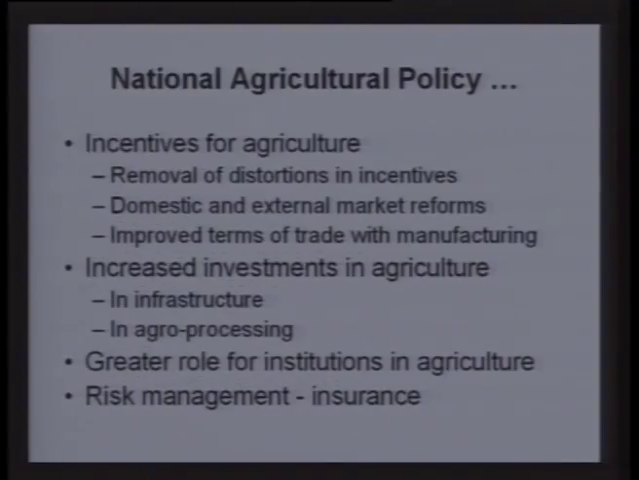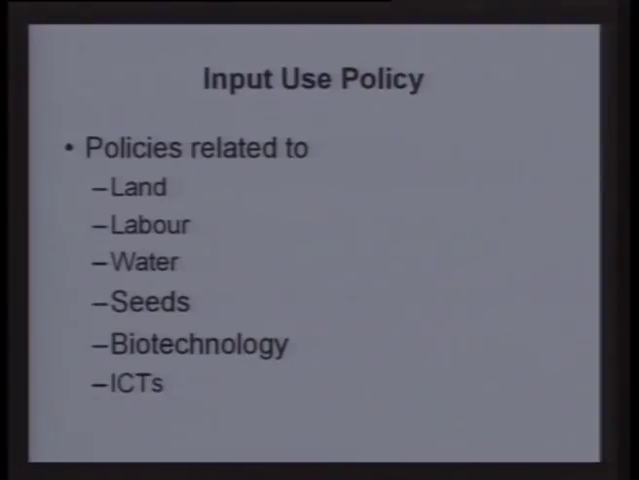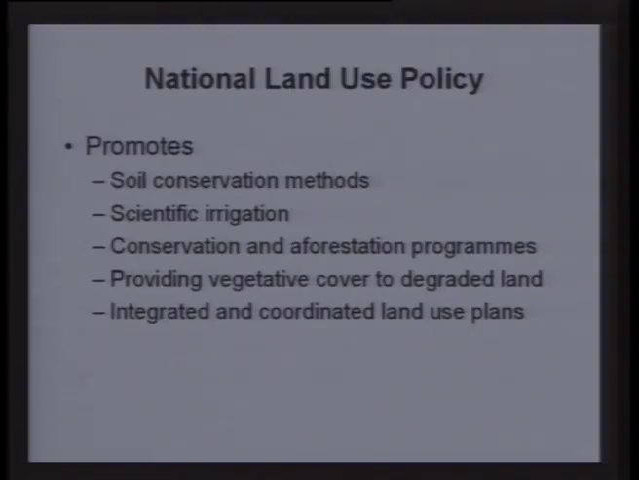In the incentive for agriculture, there should be the removal of distortion in incentives, domestic and external market reforms, then improved terms of trade with manufacturing. Increased investment in agriculture was one of the components, in the form of infrastructure and agro processing. Then a greater role for institutions in agriculture. Risk management or insurance is one of the major components. There are other policies also: the input use policy, and the national land use policy, which was implemented in 1987.